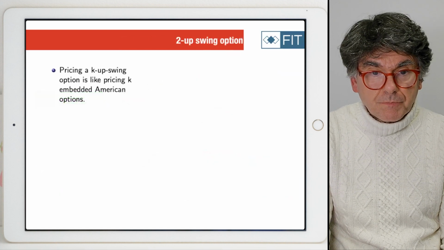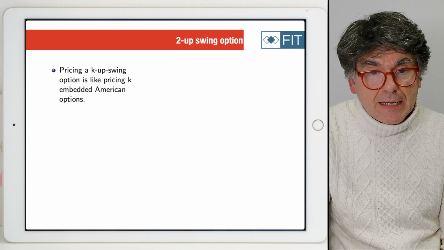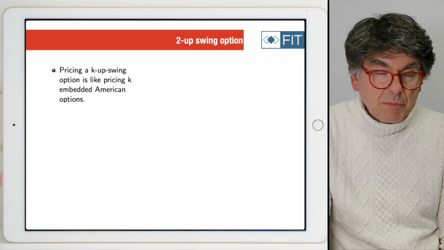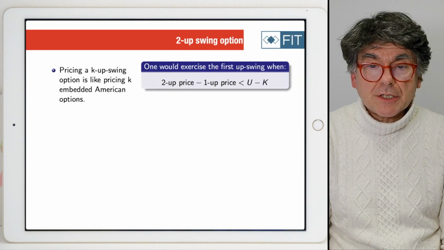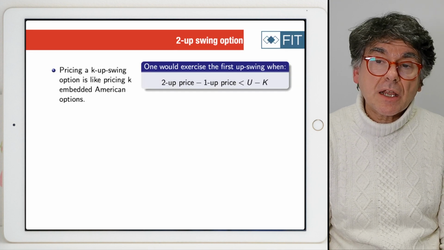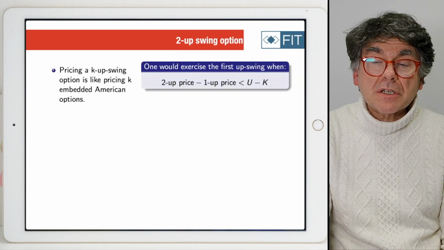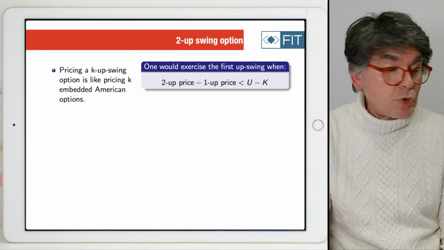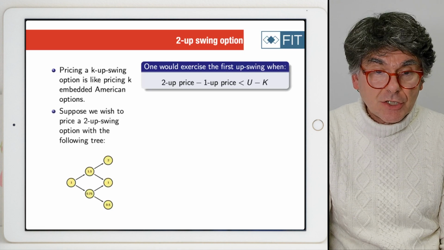Let me continue. The way we're going to be pricing, in general, a K upswing option is similar to pricing K American options, but at every point in time we make a decision. We compare the price of a K up price and K minus 1 up price, and if the difference is bigger than the payoff, then we don't exercise, and if it's smaller, then we exercise. Again, it's exercise or not exercise.